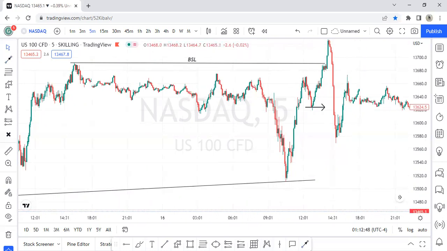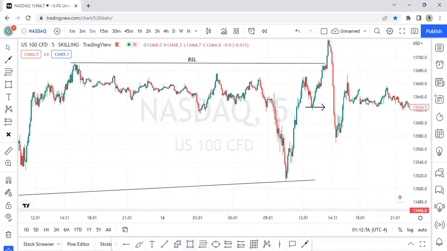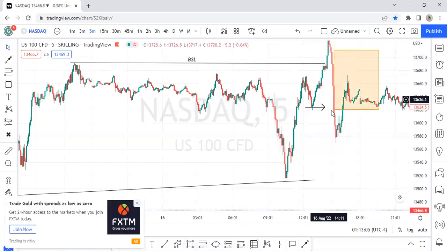Now, where was our fair value gap? We saw a fair value gap all the way from here. There was a fair value gap all over this point. So you see gaps all over this point here. These are the gaps. The gap is those impulsive candles without retracement. So there were a lot of gaps here.